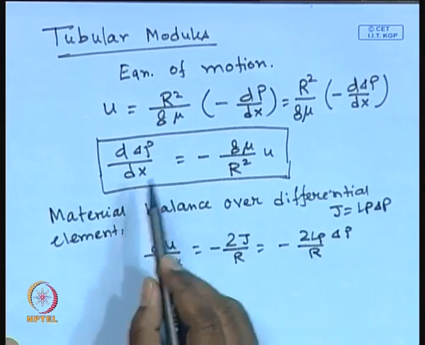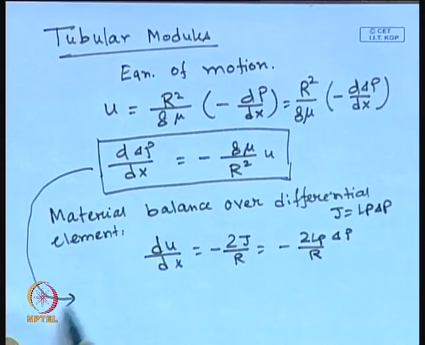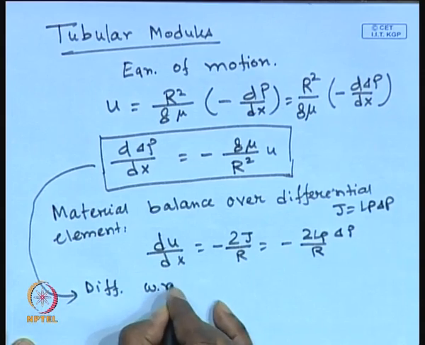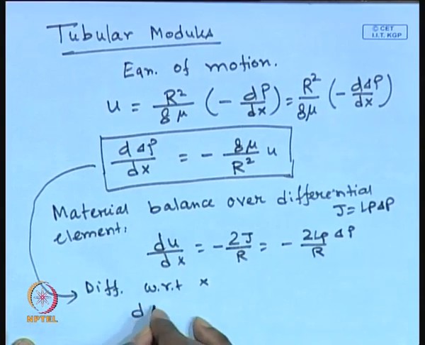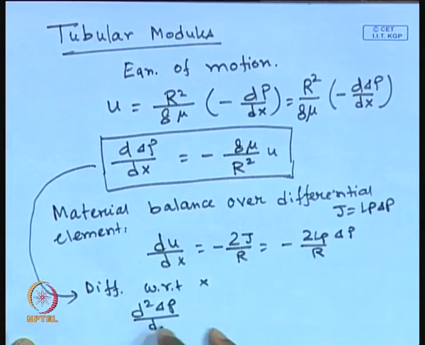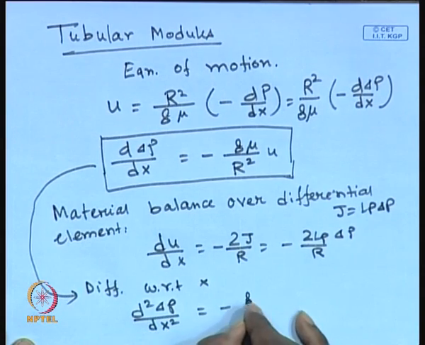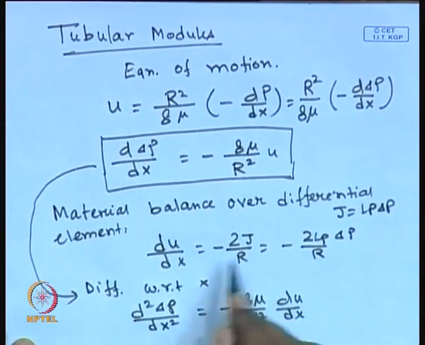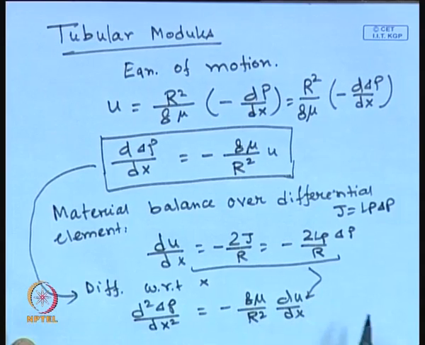Just substitute. So that means you differentiate this expression with respect to x once more. What you get is d square delta p by dx square is nothing but minus 8 mu over r square du/dx, and substitute du/dx here. So you are going to get the governing equation of transmembrane pressure drop. If you really do that, I am not going to show it, just put it there, you will be getting 16 mu Lp by r cube into delta p.